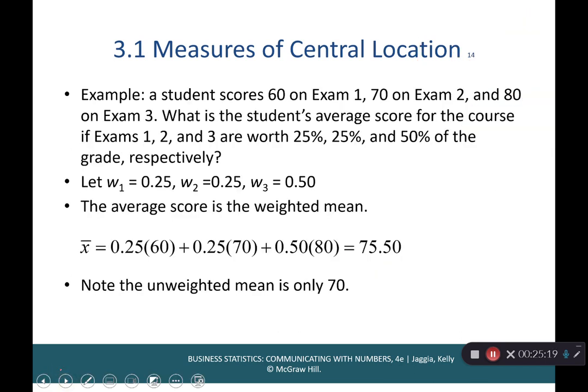So for example, here we go. Let's look at a student score. Exam 1 was a 60, exam 2 was a 70, exam 3 got an 80. What's the student's average score for the course if exam 1, 2, and 3 are weighted 25%, 25%, and 50%? Okay, so weight 1 is 0.25, weight 2 is 0.25, and weight 3 is 0.5, corresponding with these percentages.